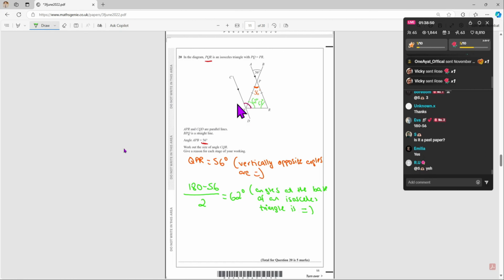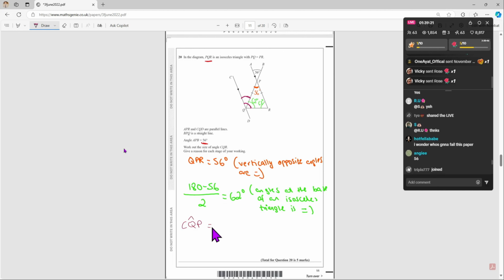Now once we have worked that out, we can work out this specific angle right here. In the chat, tell me what is this specific angle. And remember your parallel line rules. What is the angle of CQP? This angle right here, CQP. CQP is 56 degrees. Well done, because they are corresponding.